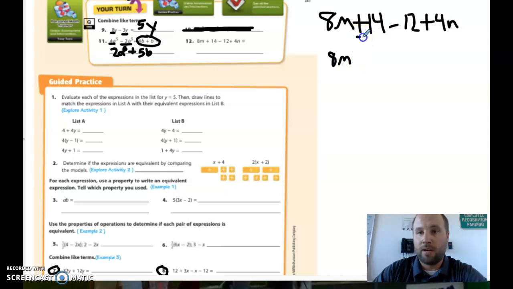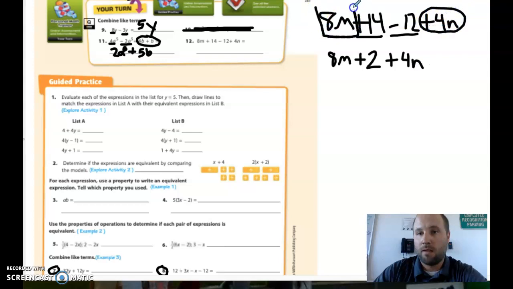Then I'm going to underline my plus 14 and my minus 12. All right. So if I have 14 minus 12, I have a positive 2. And then notice I don't have another 4n. So I'm just going to do what it tells me. Plus 4n. Look at this. Okay, we can box this guy.